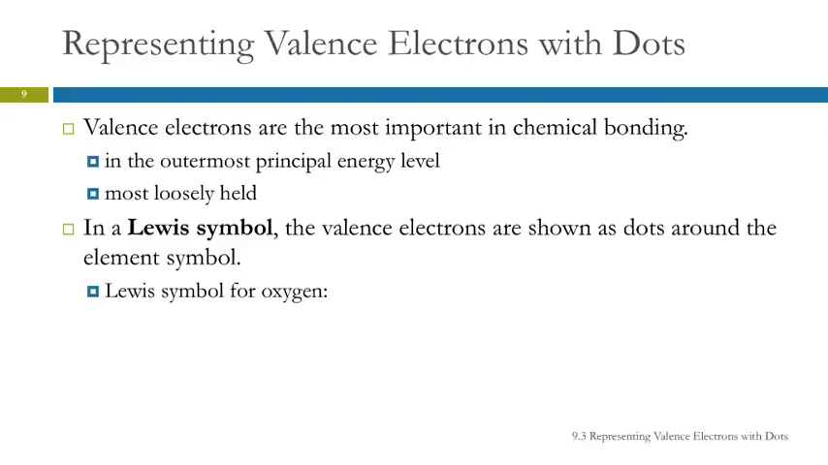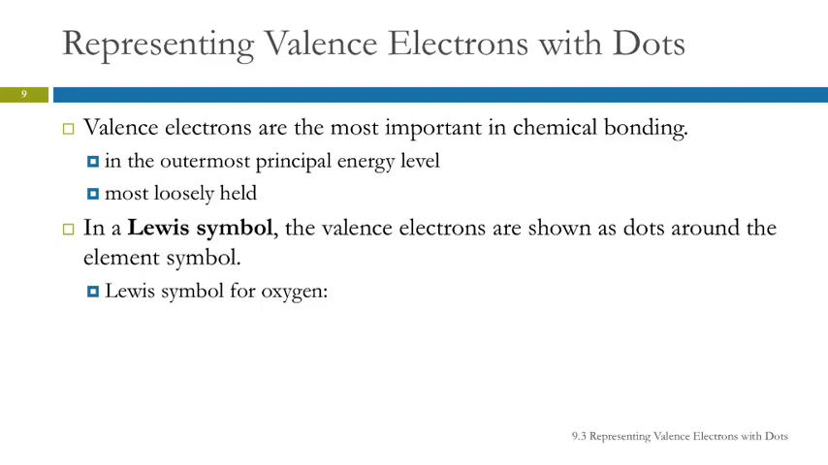So in the Lewis model, we represent valence electrons as dots. The valence electrons are the ones that are most important in chemical bonding. They are the ones on the outside of the atom. They are most loosely held. So those are the ones that get involved in bonding.